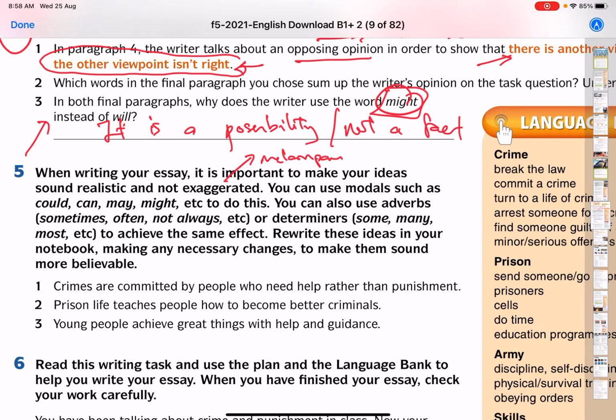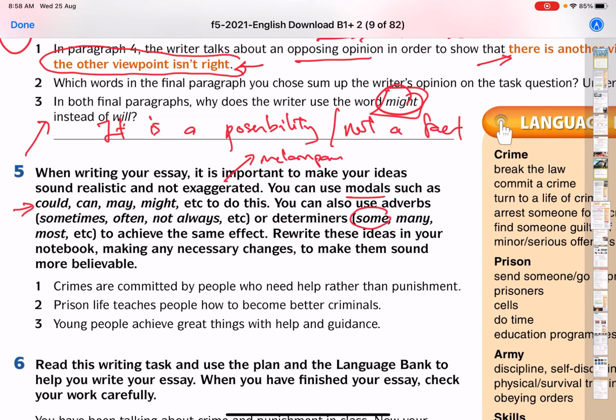So how do you make it sound realistic? You can use models. Remember models? It was in your previous grammar topic. You can refer to that topic again. How can you use could, can, may, might, and so on. You can also use adverbs like sometimes, often, not always, or determiners, some, many, most, to achieve the same effect. Okay, maksudnya perkataan-perkataan ni semua untuk menunjukkan kemungkinan, untuk menunjukkan yang benda tu berlaku tetapi bukan berlaku pada semua orang, hanya mungkin berlaku pada beberapa orang.